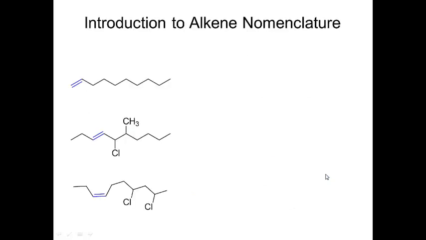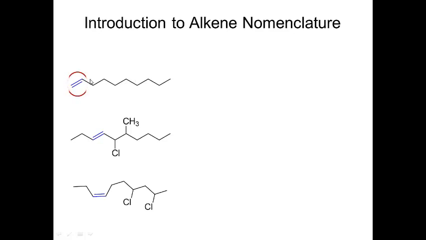The best way to illustrate this is to do a little bit of nomenclature. Again, we're not going to go into great detail with the nomenclature until later, but let's do a brief introduction. So you remember when we previously talked about nomenclature, about the chain lengths and the parents. So the convention is to find the longest chain that contains your double bond. So here we have 1, 2, 3, 4, 5, 6, 7, 8, 9, 10 carbons. So the parent is decene.